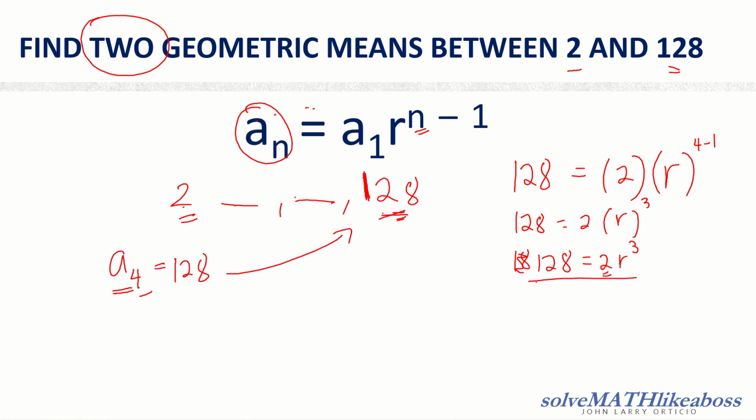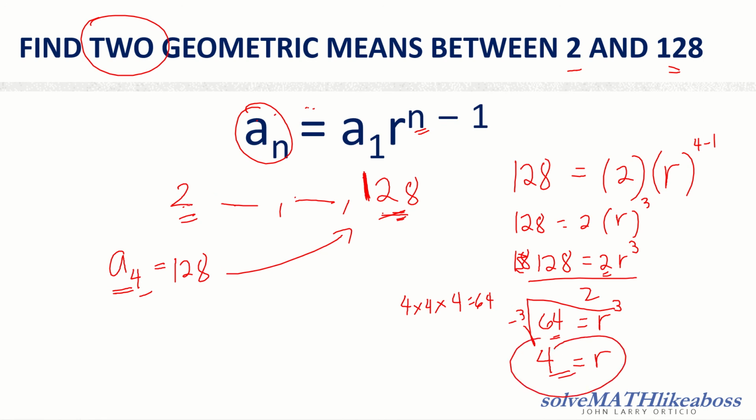And then, para mawala yung 2, divide natin both sides by 2. So, magiging 128 divided by 2 is 64 equals R raised to 3. Ngayon, yung R raised to 3 na yan, kailangan mawala yan. Ano ba ang opposite ng cube of a number? Kukunin natin yung cube root. Kung gagamit kayo ng calculator, yung cube root ng 64 ay 4. Bakit? 4 times 4 times 4, so that's 64. So, ibig sabihin, ang cube root nyan ay 4. So, ang R natin is equal to 4.